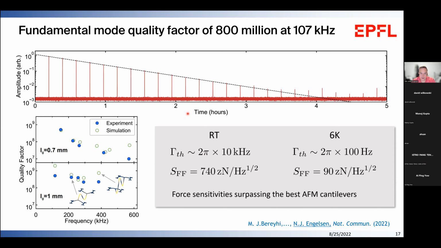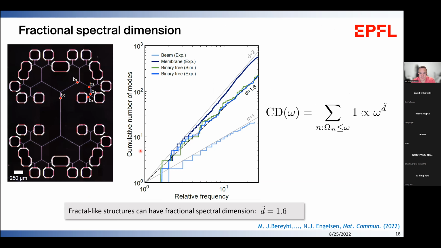So from a physics perspective, these structures are interesting because of their fractal-like nature. And there is this famous mathematics question of whether you can hear the shape of a drum based on its spectrum. So we wanted to investigate how the mode density of this structure scales with dimensionality. So we measured this cumulative mode density, which is basically just counting all the modes below a certain frequency, for a membrane and a string.